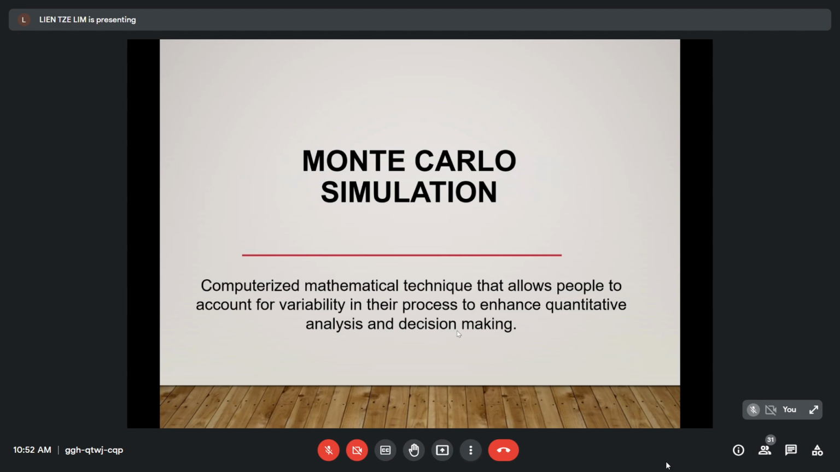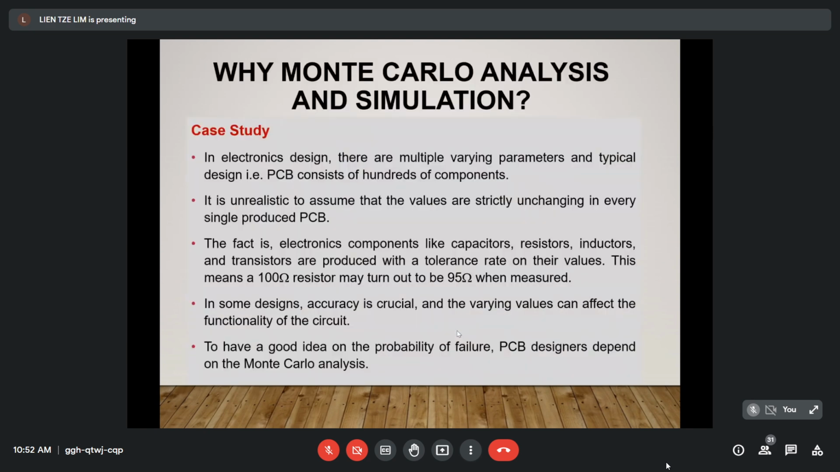Monte Carlo simulation is a very brief topic. There are only a few slides, 4 to 5 slides here. There is a case study here. This case study is to show you why we need to use Monte Carlo analysis for simulations and studies.